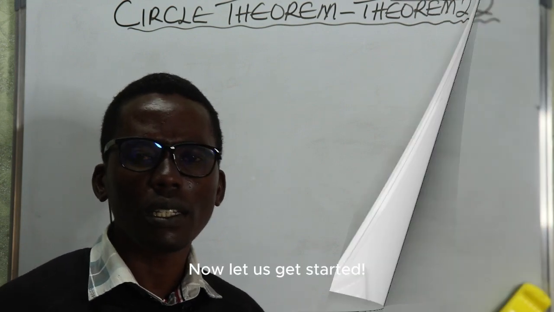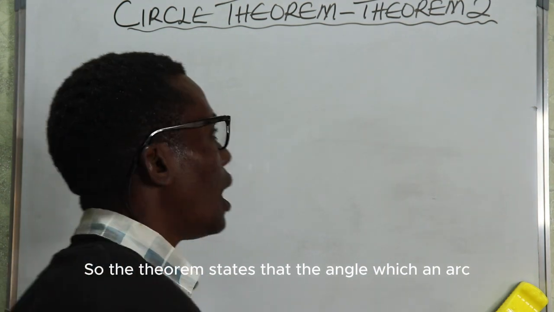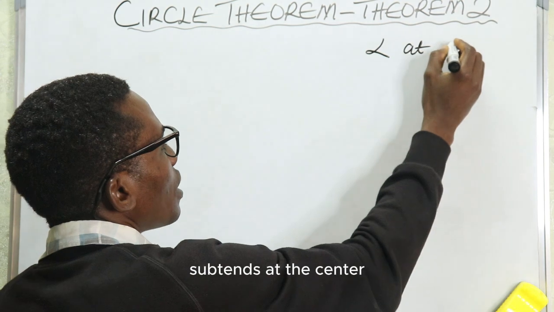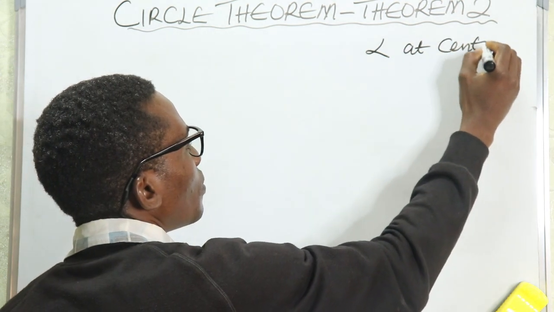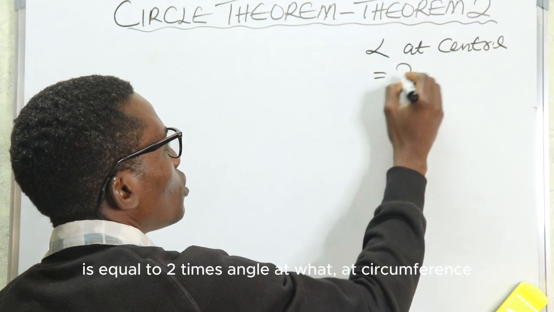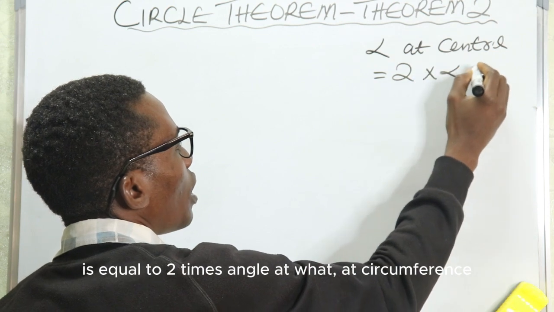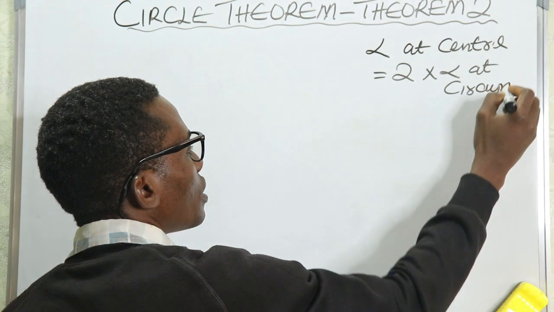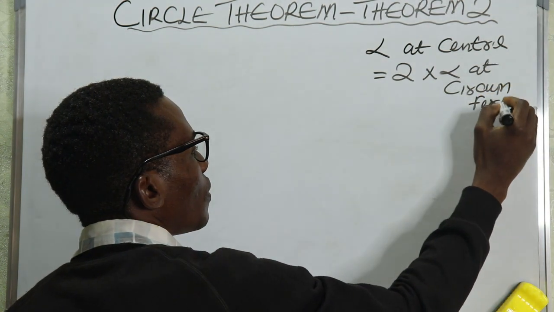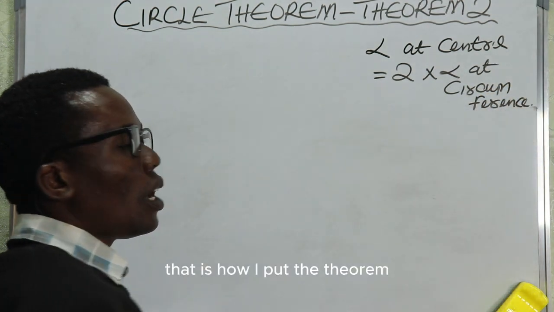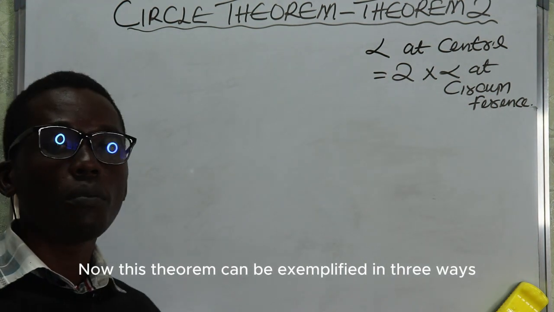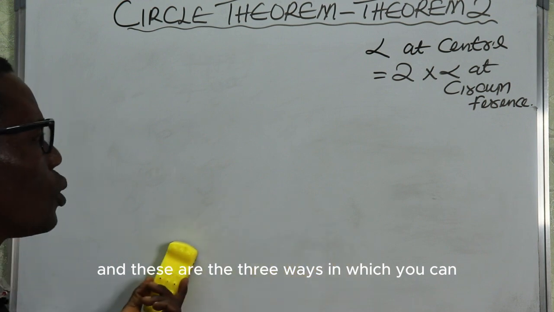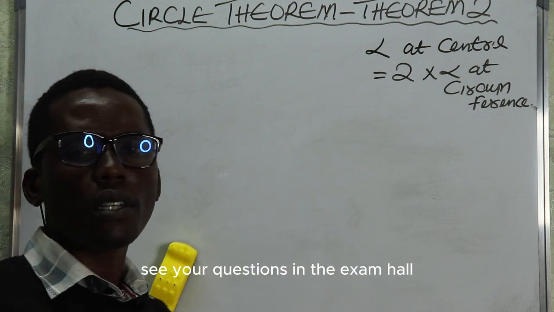Now let's get started. The theorem states that the angle which an arc sustains at the center is equal to 2 times the angle at the circumference. That is how I put the theorem. Now this theorem can be exemplified in three ways, and these are the three ways in which you can see your questions in the exam hall.